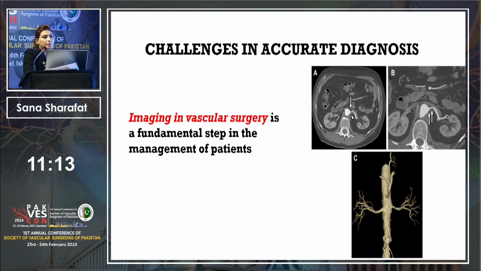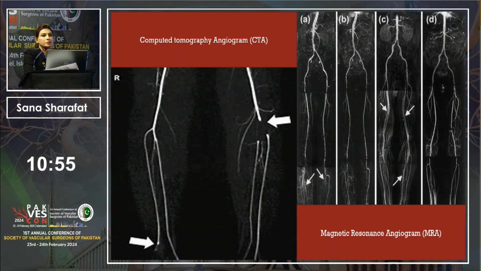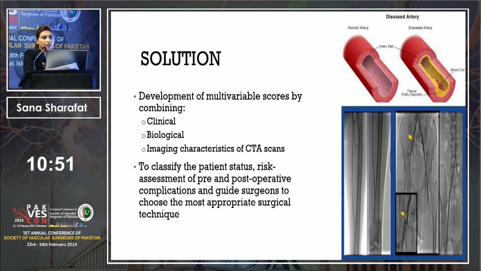So basically, the challenge in accurate diagnosis is that imaging in vascular surgery is the fundamental step in the management of these patients. And this imaging enables us the confirmation of the diagnosis, the evaluation of the prognosis, and the decision regarding the surgical intervention. The two imaging modalities that we are using these days are CTA and MRA.